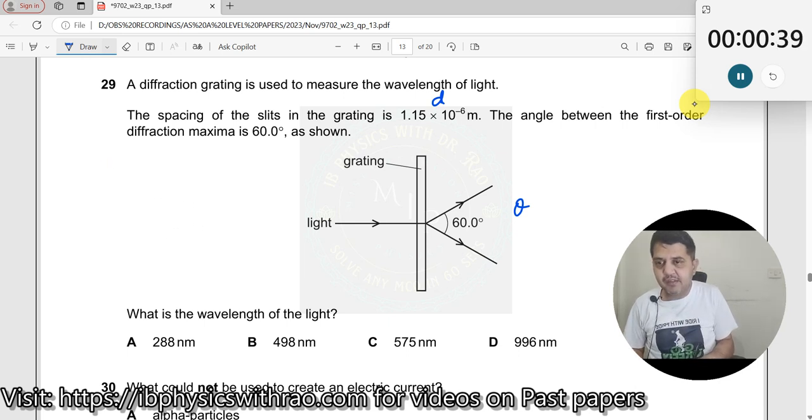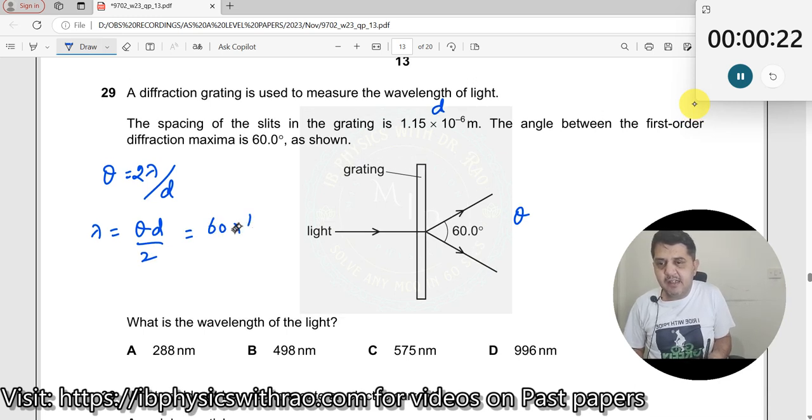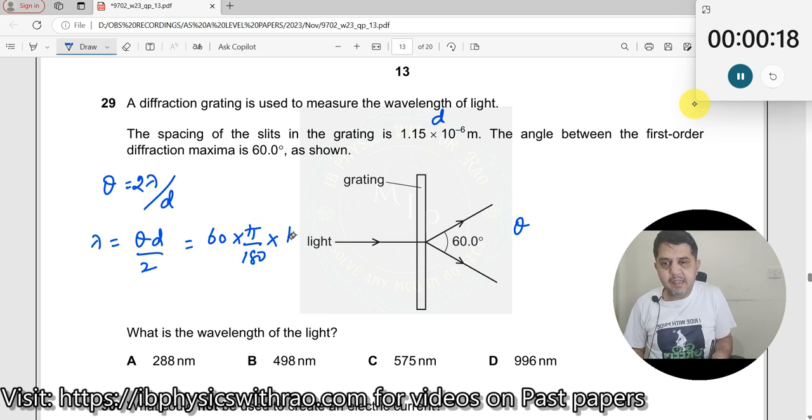So what we do is we write the straightforward formula. 2 lambda divided by D is nothing but theta, and theta should be in radians. Now I want lambda, which should be equal to theta D divided by 2. What is theta? Theta is 60 degrees. So lambda equals 60 multiplied by pi by 180, multiplied by 1.15 × 10^-6, divided by 2.